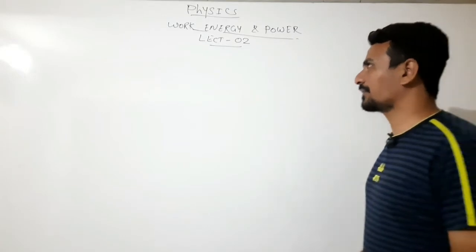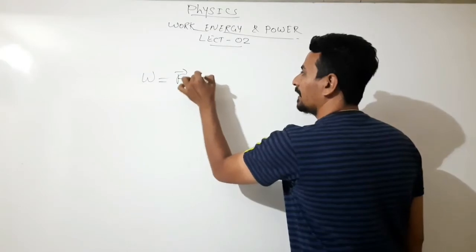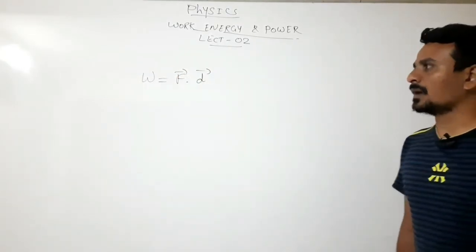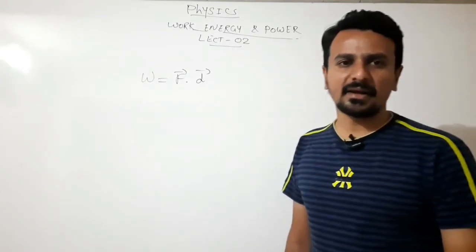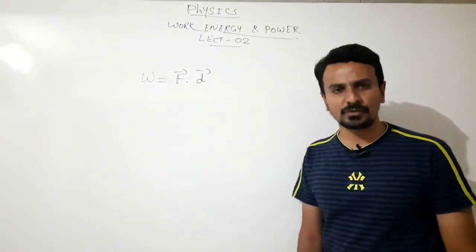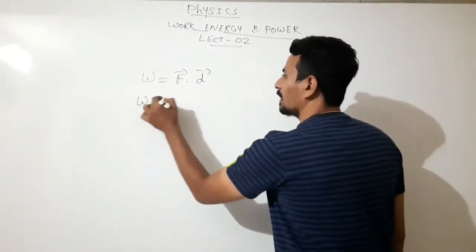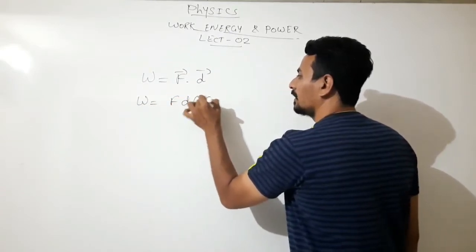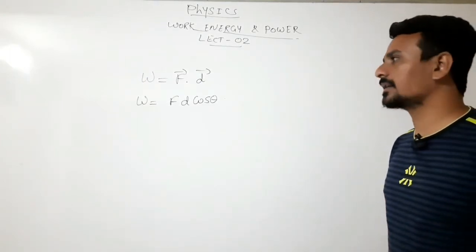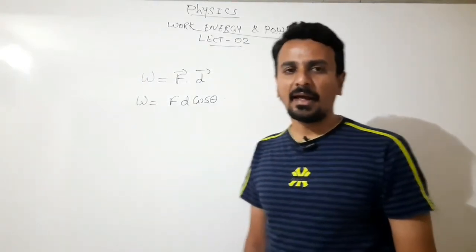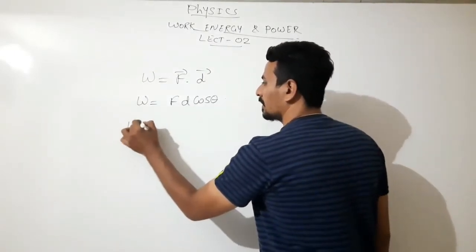In the previous lecture, we had seen that work done is the dot product of F and D, that is, the dot product of force and displacement. That is, when force is applied on any body, and if it displaces in the direction of the applied force, then work is said to be done. So F dot D is Fd cos theta. So work done depends on force, it depends on displacement, and it also depends on the angle between F and D.